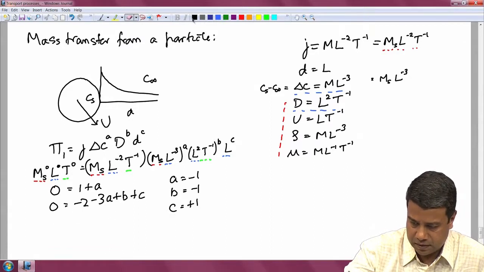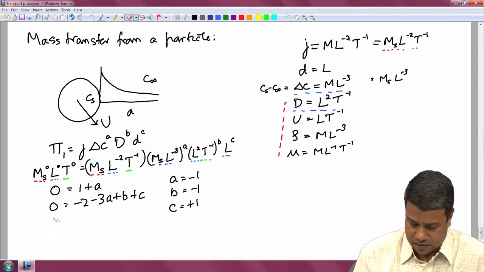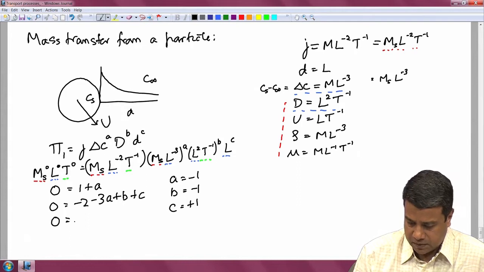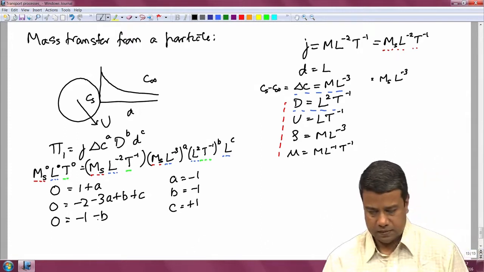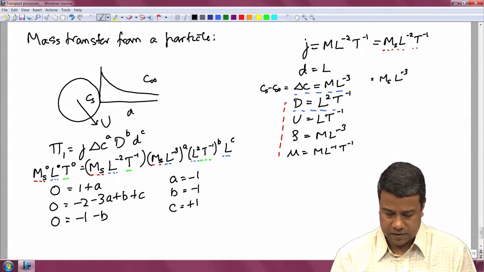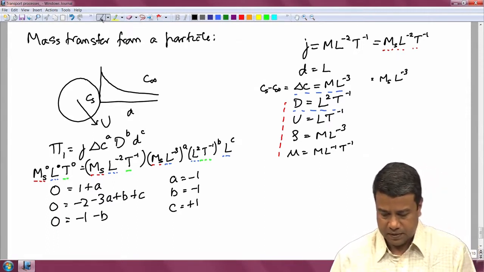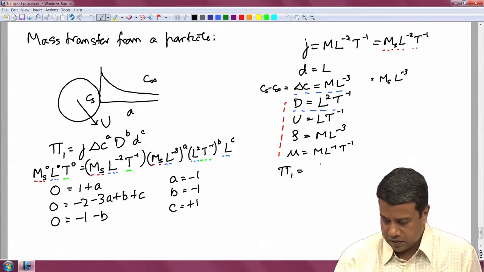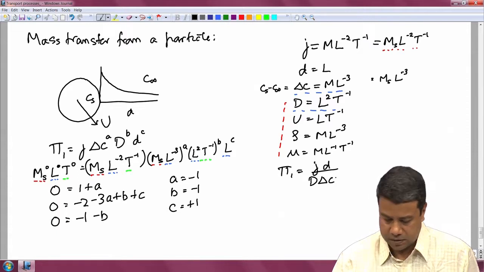I should rewrite that. If I take the time dimension, I will get 0 equals minus 1 minus B. There is no C in that, because there is only the time dimension there. So, therefore, the dimensionless group is equal to J d by D delta C.